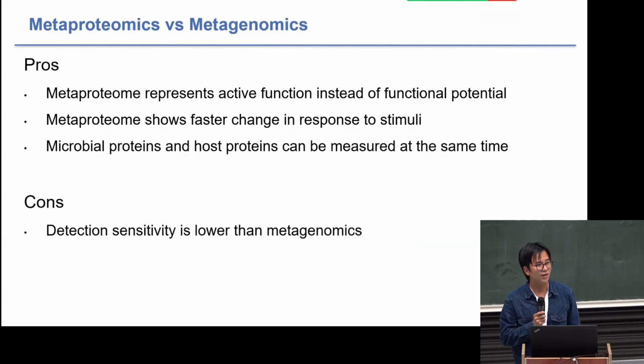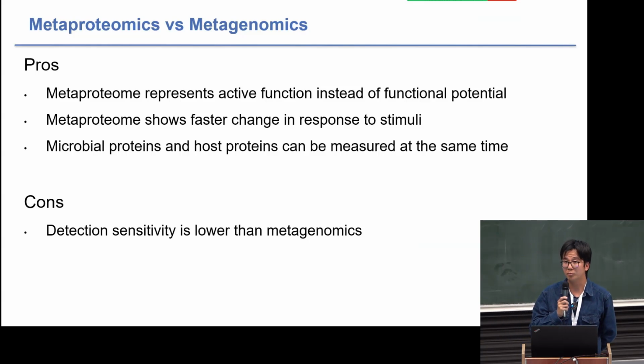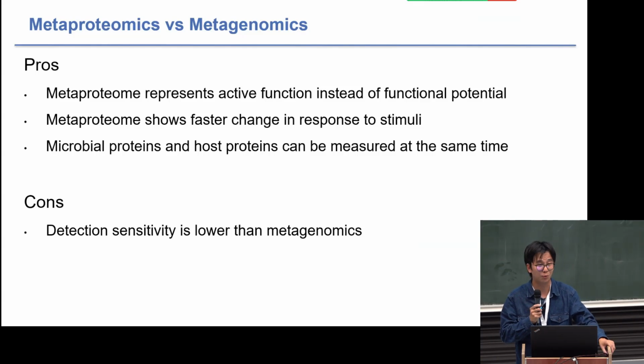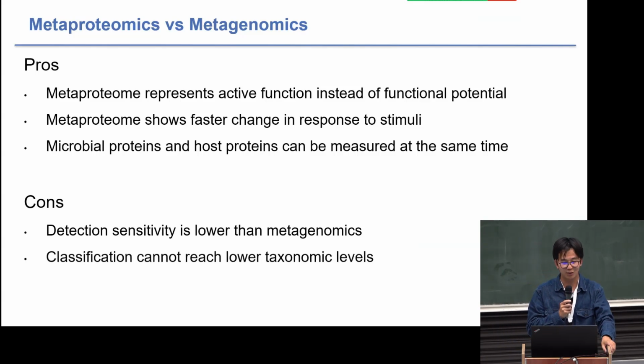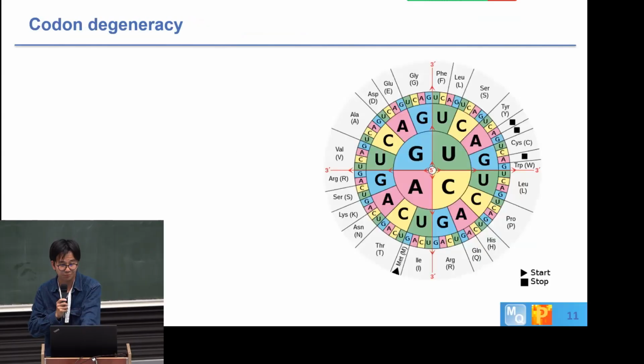First of all, the detection sensitivity is lower than metagenomics. That's because of the difference between genomics and proteomics. For genomics, we have PCR, so we can amplify the signals even if they're super tiny. But for proteins, at the moment, it's not possible. So the detection sensitivity is relatively lower. And also the classification cannot really reach lower taxonomic levels. That's also because of the difference between protein and DNA.